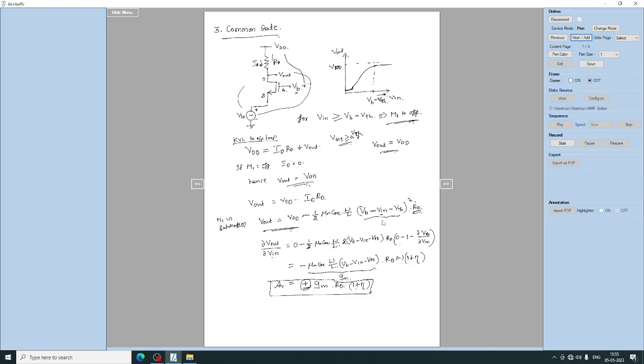Interestingly, the body effect increases the gain, because the body and the source terminal are at different potentials, so you have an equivalent transconductance on this common gate stage. This is the expression of gain. So we'll find out what is the output voltage of this common gate.